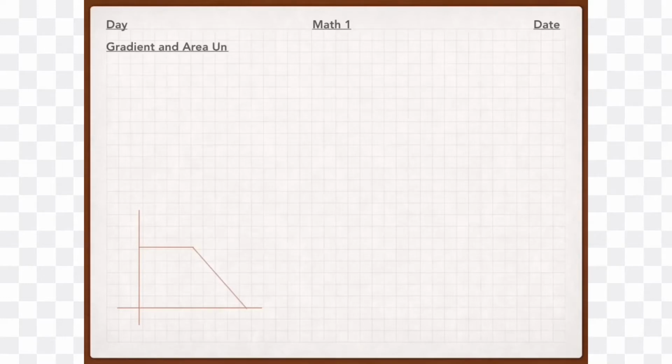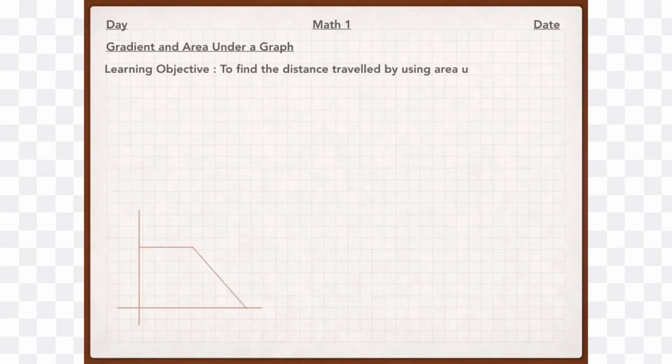Right, for today's lesson we are going to learn gradients and area under a graph. This is the 6th chapter in the Maths syllabus. Our learning objective for today's lesson is that we will try to find the distance traveled by using the area under the graph. So first let me give you some notes.